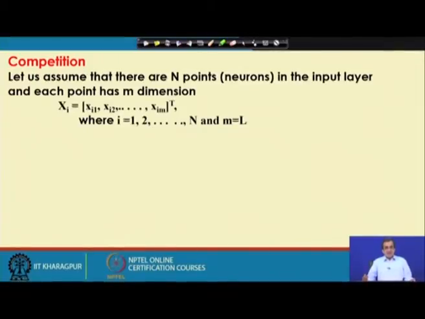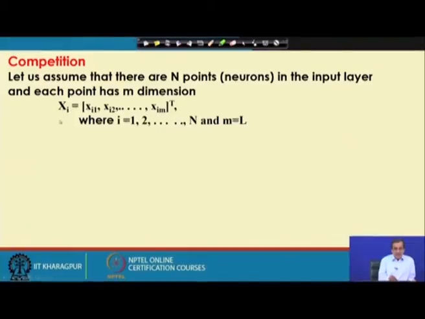Now, let me start with the competition. So, here as I told, a particular data point, that is xi, is represented by capital L or small m. Here I have kept small m equal to capital L. So, this small m is nothing but capital L.